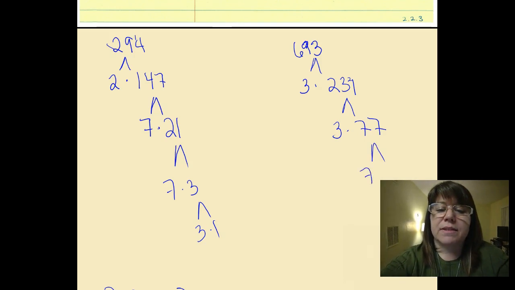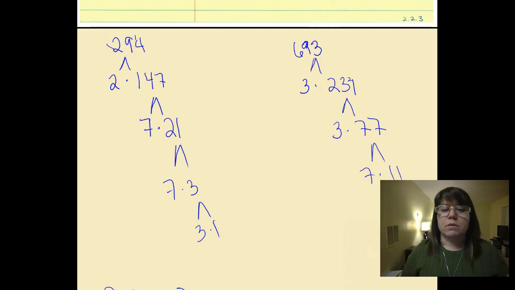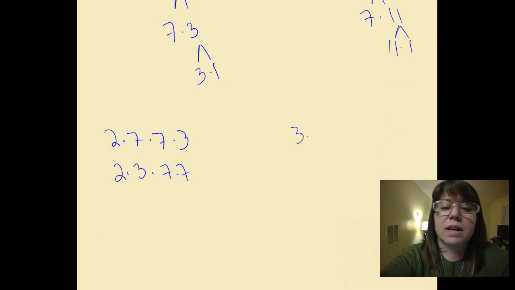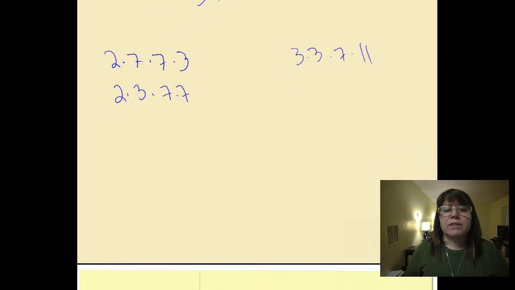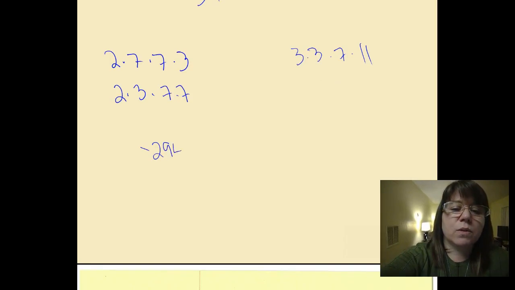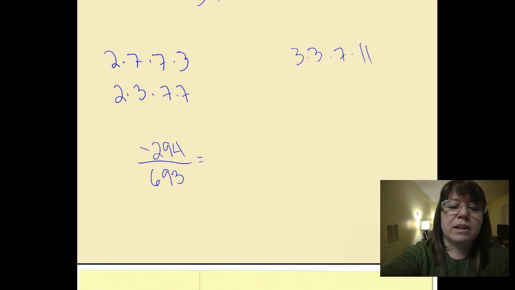77 can be written as 7 times 11, and then 11 is prime. So I can write 693 as 3 times 3 times 7 times 11. So now I have to figure out what they both have in common. So negative 294 over 693, well, if I write it in their primes, 2 times 3 times 7 times 7 all over 3 times 3 times 7 times 11.